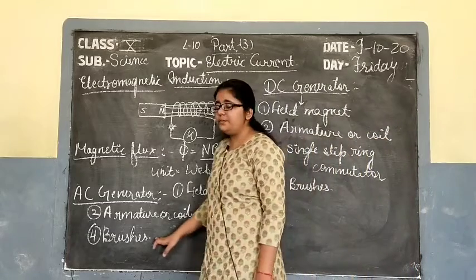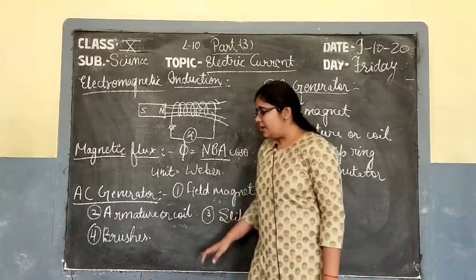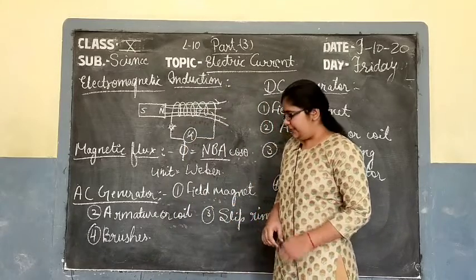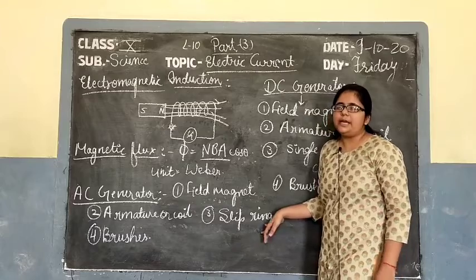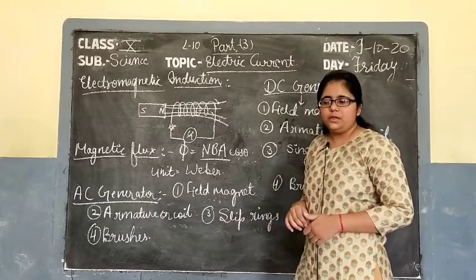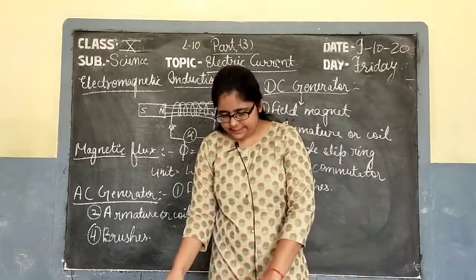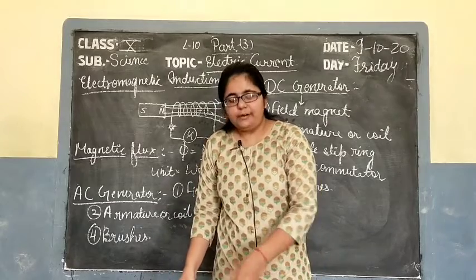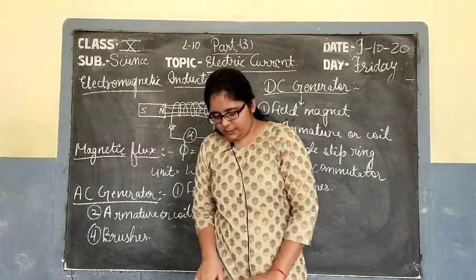So, the fourth one is brushes. These brushes are made up of insulating materials and are connected to the slip rings and the outer circuit of electric appliances, in which we have to use that electrical energy produced.